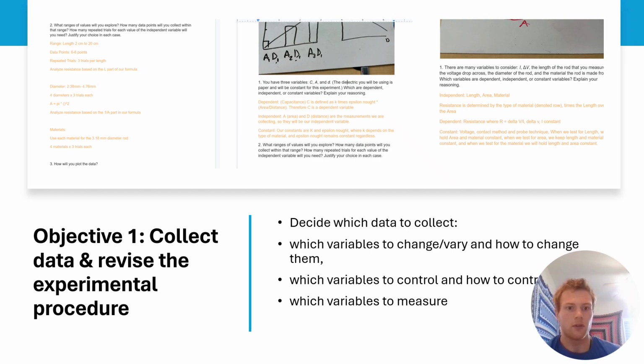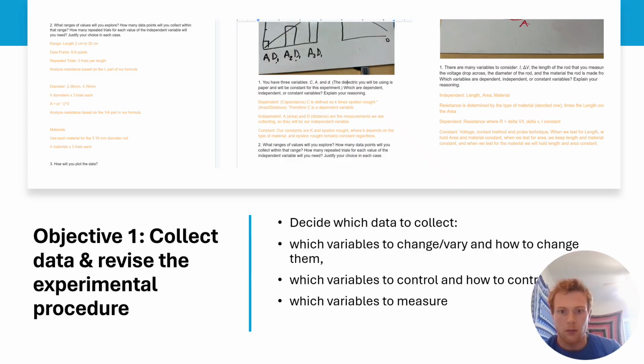So this first objective was to collect the data and revise the experimental procedure. This is kind of my bread and butter, honestly. During the course of the semester, I was mainly the person doing this. So I had a lot of examples showing independent and dependent variables, listing those out. Shown up above are three different examples.